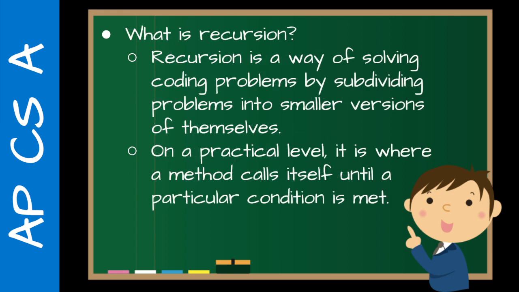Basically, a kind of dictionary definition would be a way of solving coding problems by subdividing problems into smaller versions of themselves, which doesn't really help a lot. But on a practical level, it's where a method calls itself until a particular condition is met. That's something students can kind of wrap their heads around.